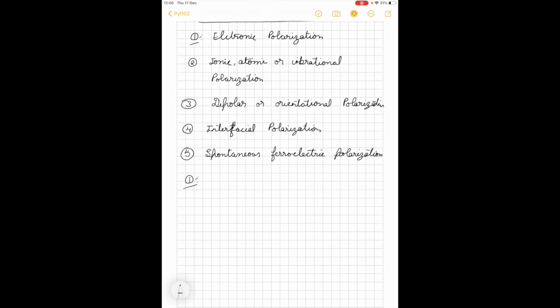So the first one is the electronic polarization, which we already saw. All materials have this electronic polarization. Why? Because all materials contain atoms.